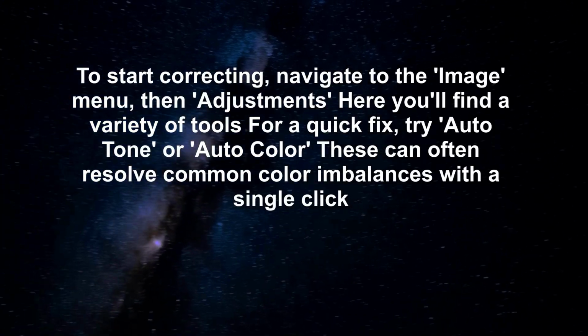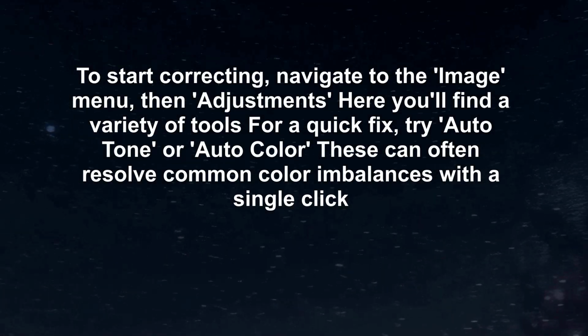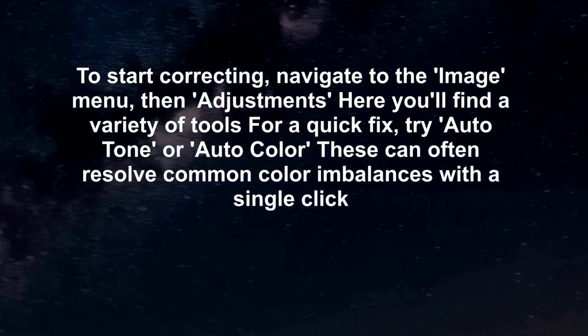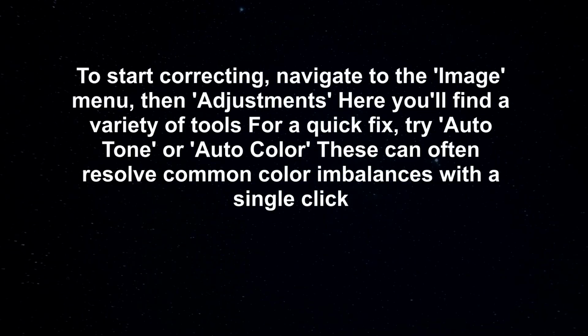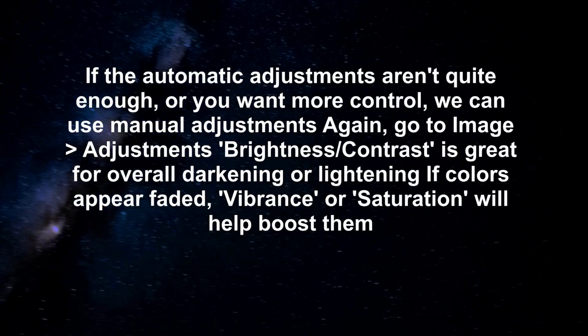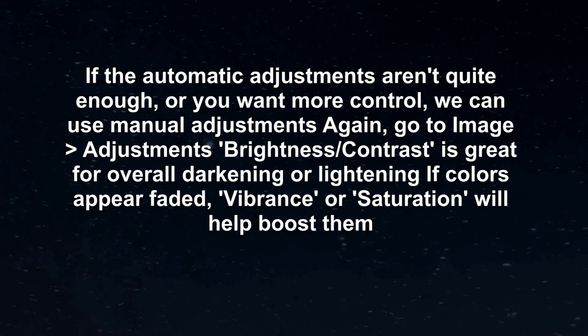To start correcting, navigate to the Image menu, then Adjustments. Here you'll find a variety of tools for a quick fix. Try Auto Tone or Auto Color. These can often resolve common color imbalances with a single click. If the automatic adjustments aren't quite enough, or you want more control, we can use manual adjustments.